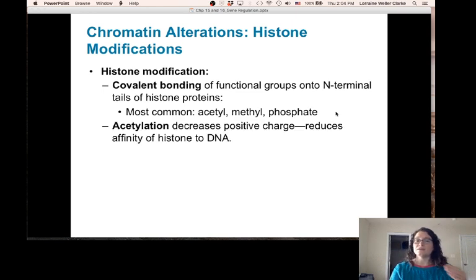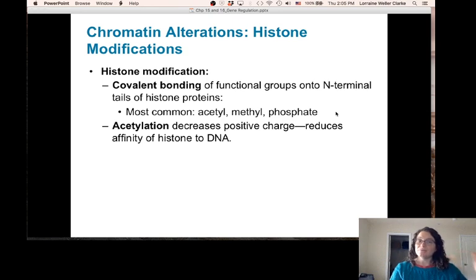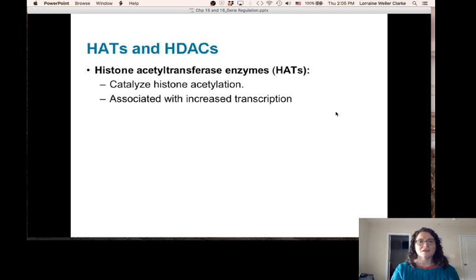Okay, so decreasing the positive charge with acetylation reduces the affinity to the DNA, and then methylating it increases that positive charge, increasing the affinity generally, and then doing the phosphate one just makes it more reactive overall. So these are the restructurers of chromatin. Okay, these are called HATs, histone acetyltransferase enzymes.